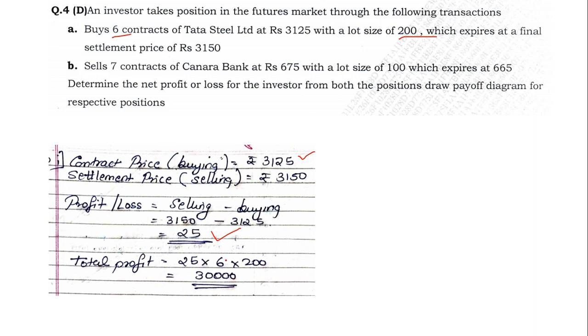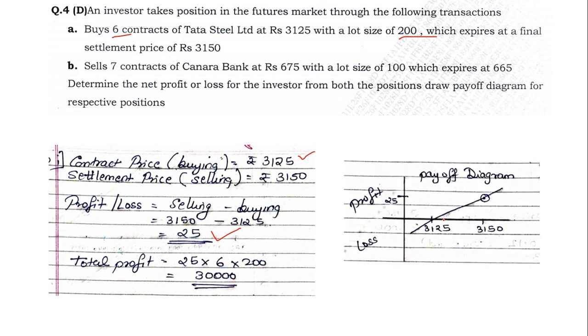Same thing, we need to show it on the payoff diagram. So always note down 3125, 3150, the rates. On the settlement it was 3150. There was a profit from the contract. Make a diagram up to that point. Okay, so this was the first part, question number 4A ka D part. Go through it once.